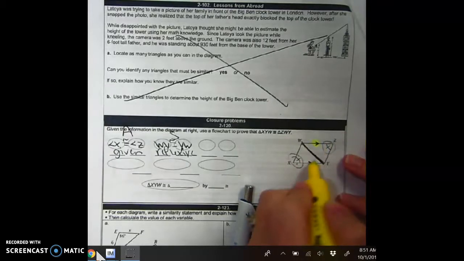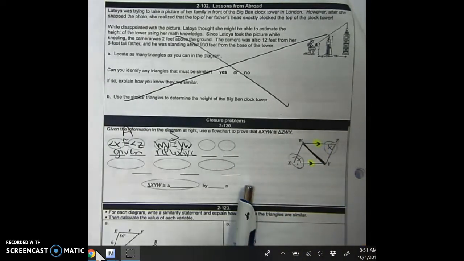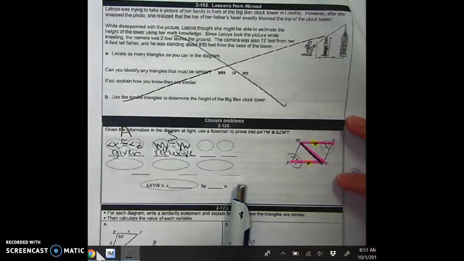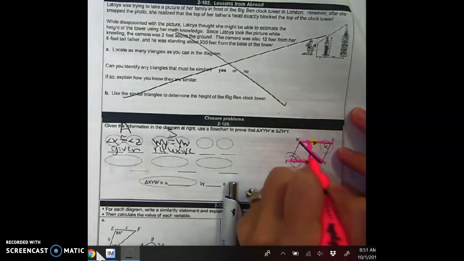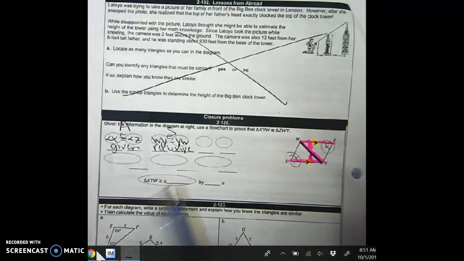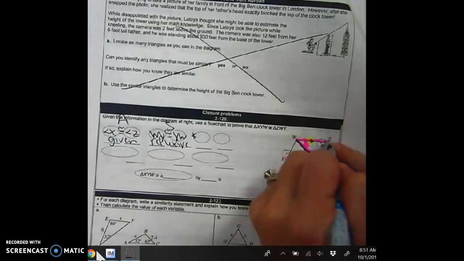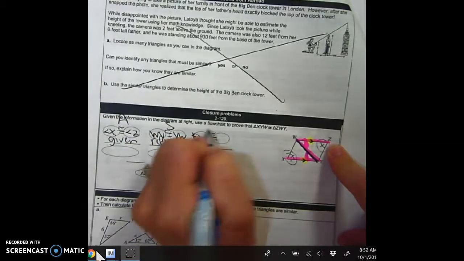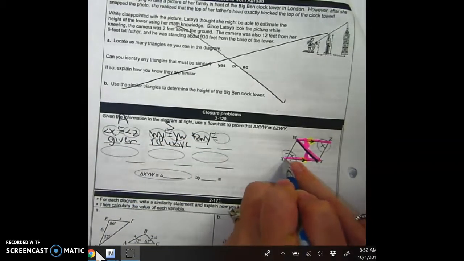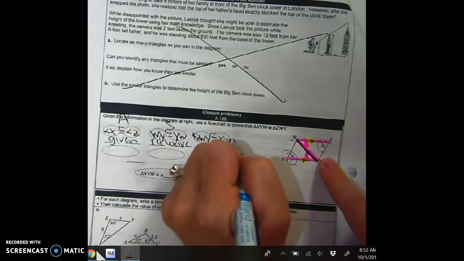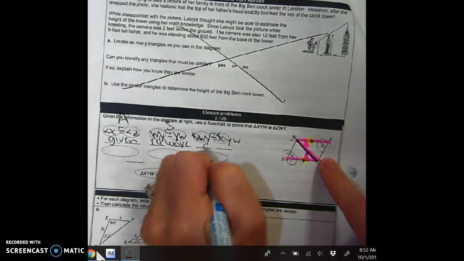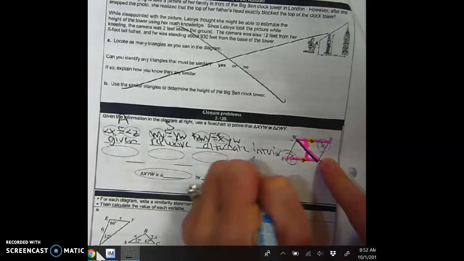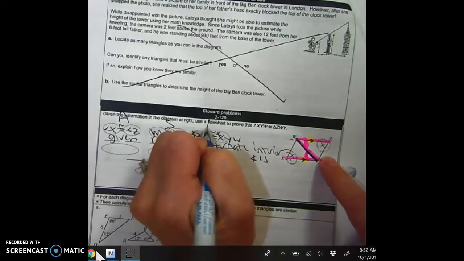See how this is this? This means they're parallel. So if they're parallel, what that means is that that's alternate interior. That means this angle and this angle are congruent. So that means angle ZWY is congruent to angle XYW. And how do I know? Alternate interior angles. Okay? And that's an angle.